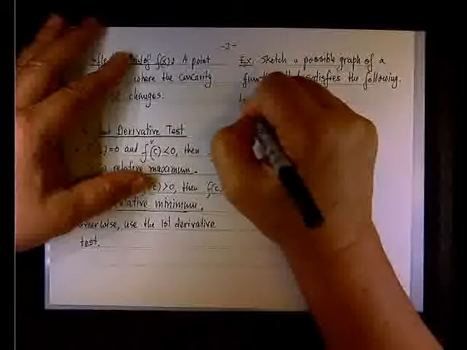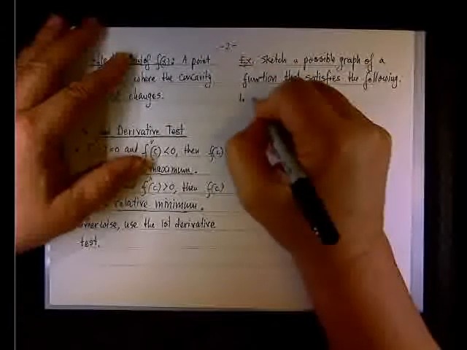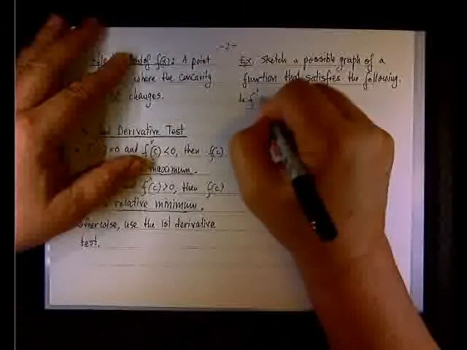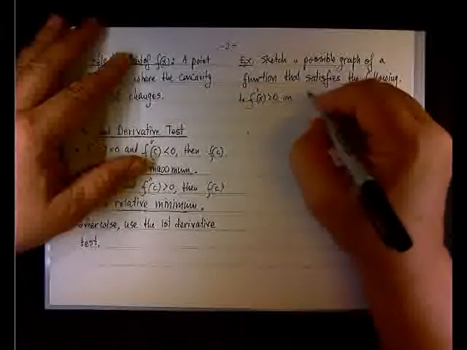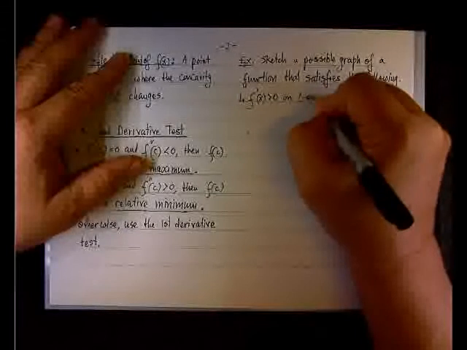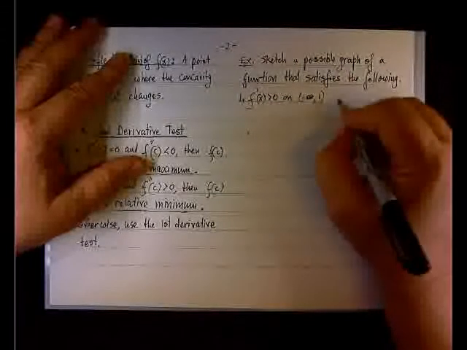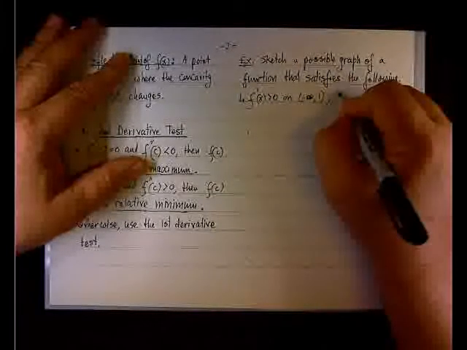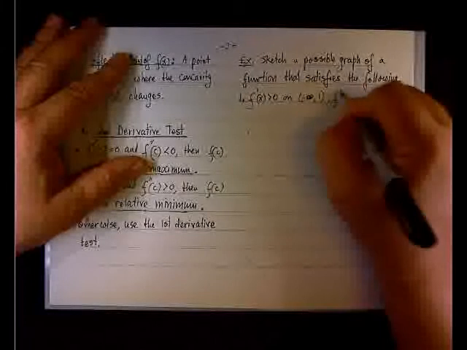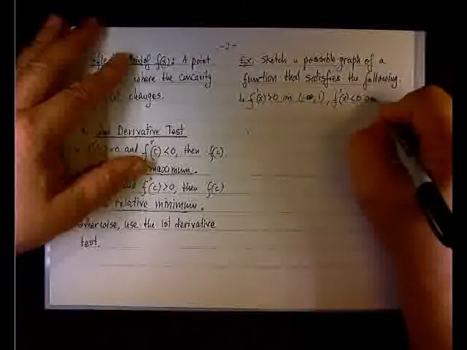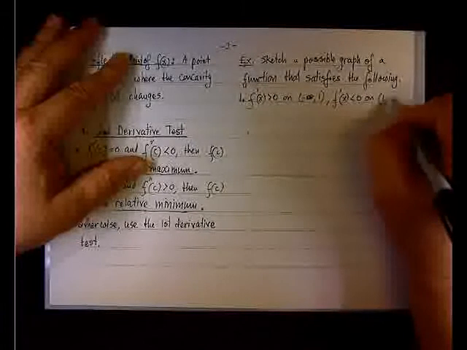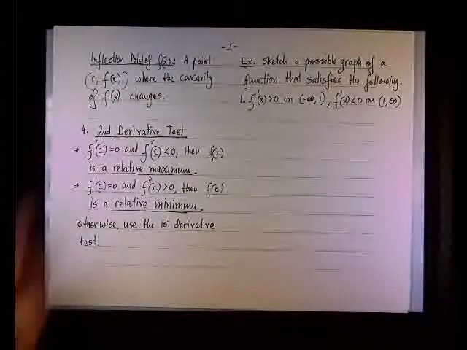Okay, we have three sets of conditions. One has to do with the first derivative. We're going to say that f prime of x is positive on the open interval negative infinity to 1, and f prime of x is negative on the open interval 1 to infinity.